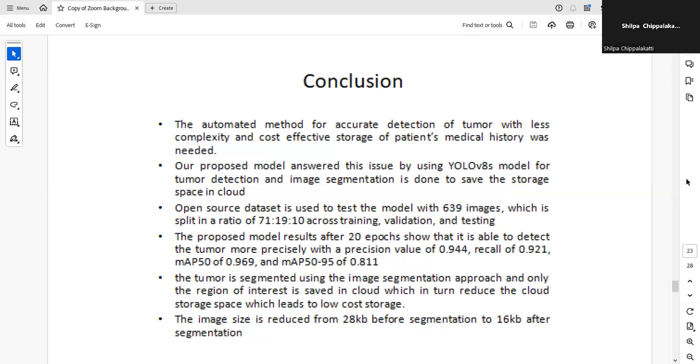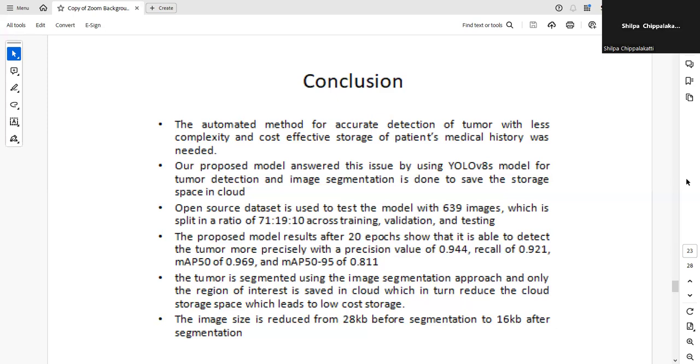After the 20 epochs, the results we have got are: precision is 0.944, recall is 0.921, MAP50 is 0.969, MAP5095 is 0.911. The tumor is segmented using the image segmentation approach, and only the region of interest is saved in the cloud, which in turn reduces the cloud storage space, which leads to low cost storage. The image size is reduced from 28 kilobytes before segmentation to 16 kilobytes after segmentation.